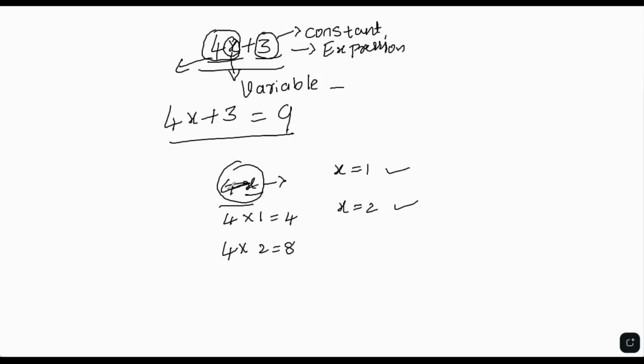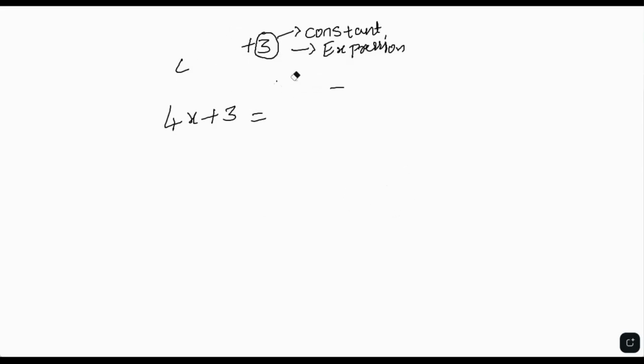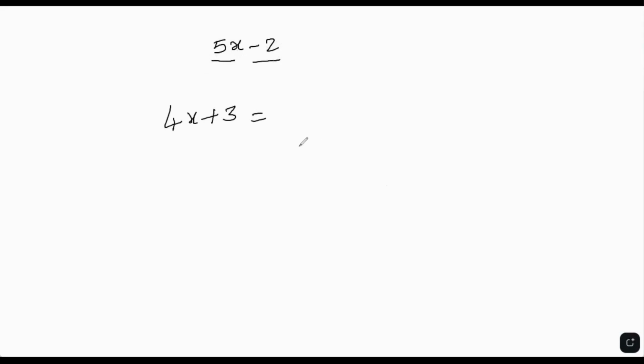Okay, let me erase it. Okay, can you give me one more example for any expression? I'll come to the equation later. 5x minus 2. Yes, very good. How many terms does it have? 2. Yes, very good. And can I know the constant term here? It is 2. Yes, very good. And what about variable? 5x.